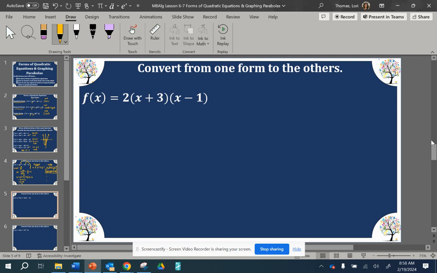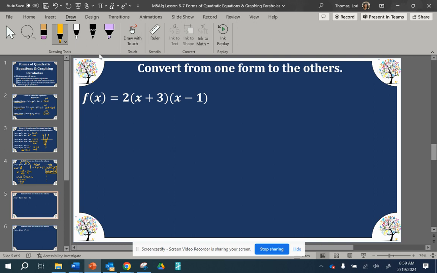Okay, now let's take a look at factored form and convert this to standard, and then we'll convert that standard to vertex. In order to convert to standard, given factored form, we are simply multiplying. We're multiplying the three factors of 2, x plus 3, and x minus 1. You can multiply 2 times x plus 3 first, and then multiply that times x minus 1, or you can multiply your two binomials and then multiply by 2. But the commutative property allows us to multiply in whichever way that you prefer.